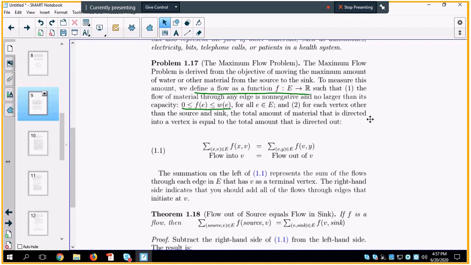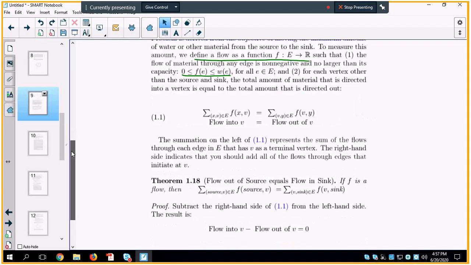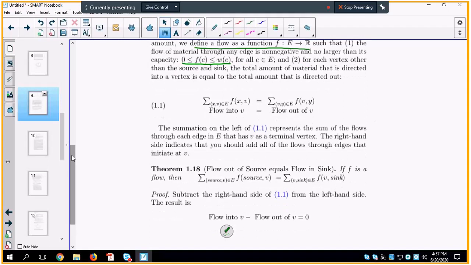And for each vertex other than the source and the sink, the total amount of material that is directed into a vertex is equal to the total amount of material that is directed out. So in mathematical terms, that's exactly what this equation says. The sum of the flow into a vertex, so from X to V, is equal to the sum of the flow out of the vertex, so from V to Y.